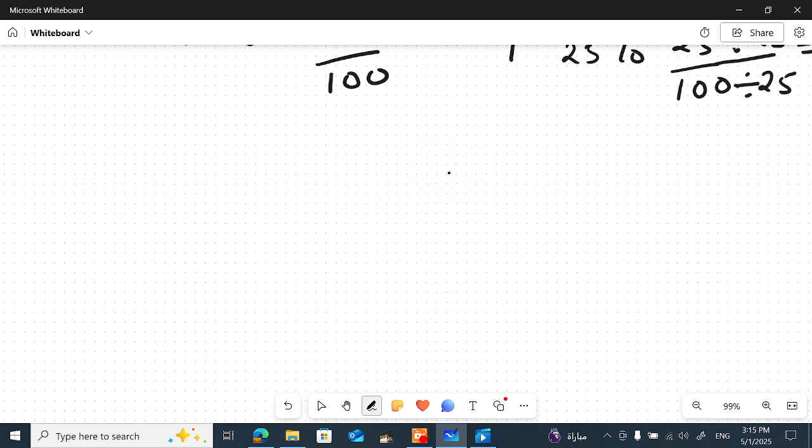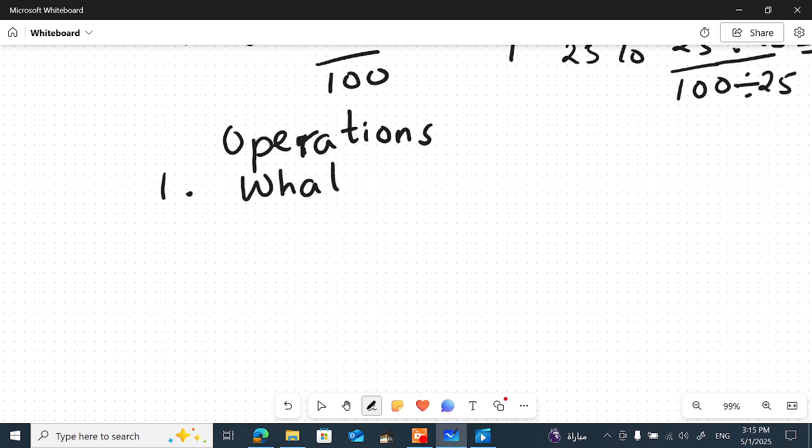After that, we look at operations involving percentages, whereby we have 3 operations involving percentages. One is when you're given a percentage and an original value and you're told to find the value resulting from that percentage.